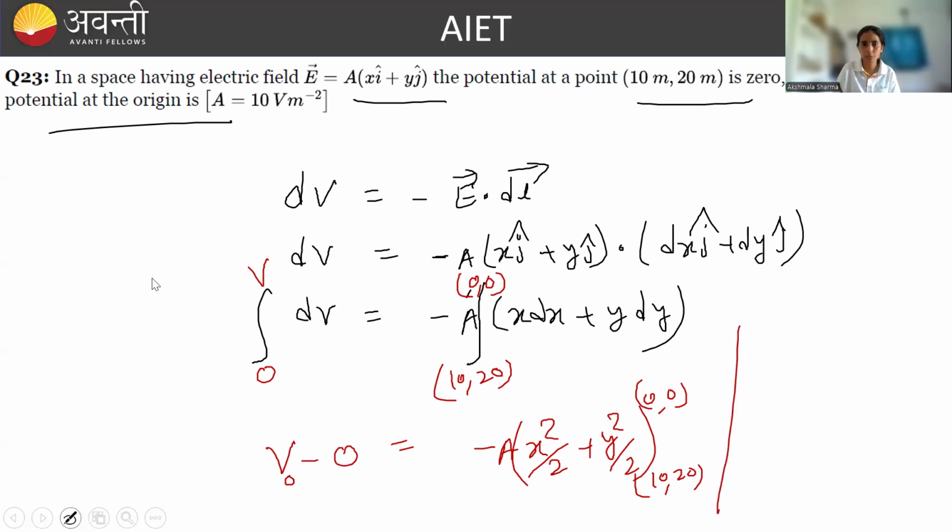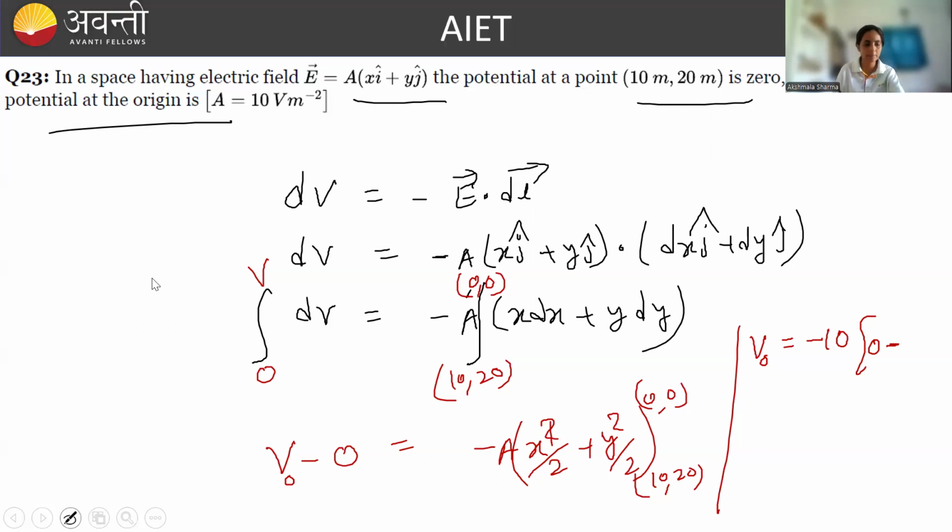If you solve it, what will be the value of V naught? Minus A is given, right? A is given in the question, that is 10 volt, so that is minus 10. Now look here, if you put 0, 0, this whole thing becomes 0. So this is 0 minus, if you are putting x equal to 10, 100 by 2, that is your 50, and this is y square by 2, that is 400 by 2, so that will be 200.